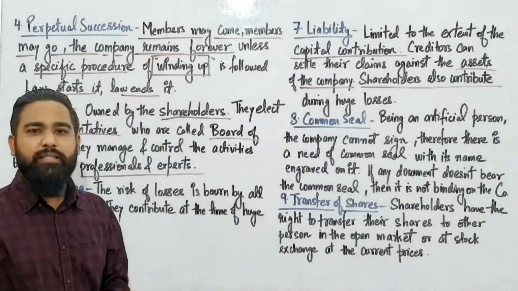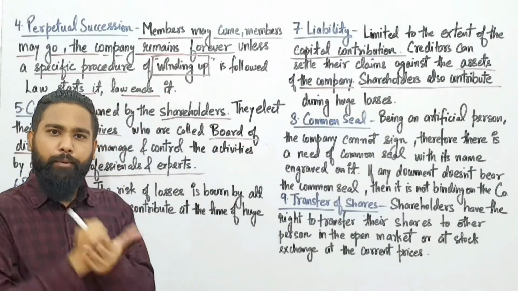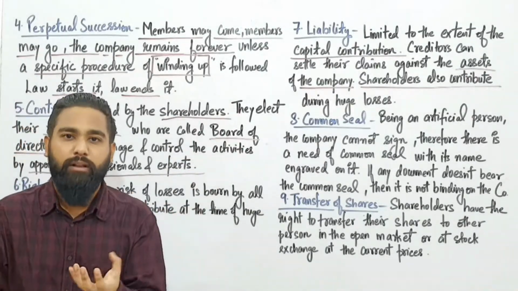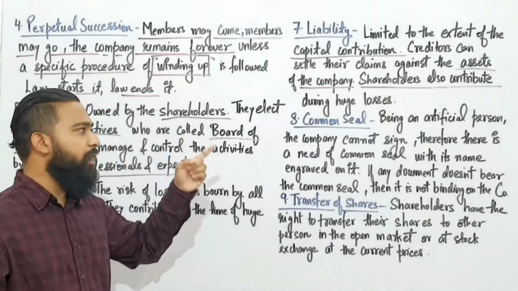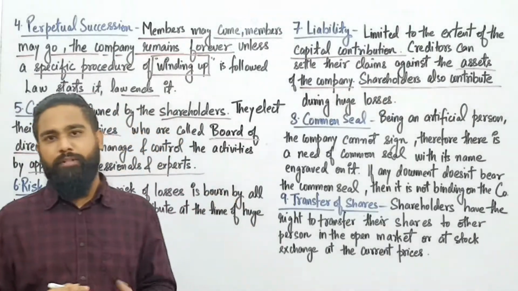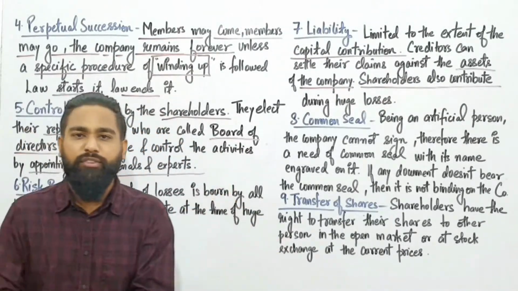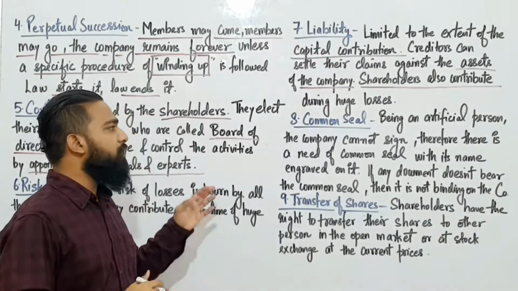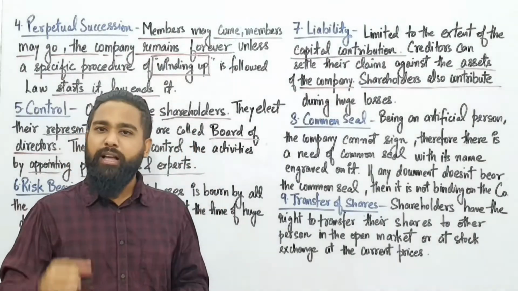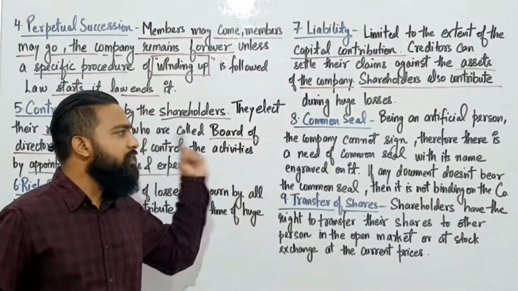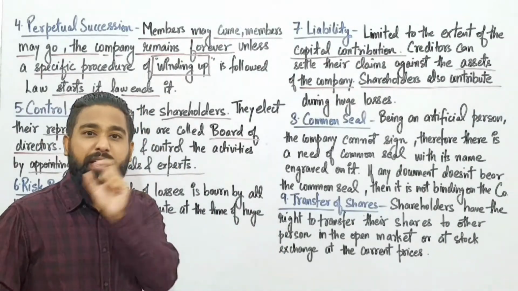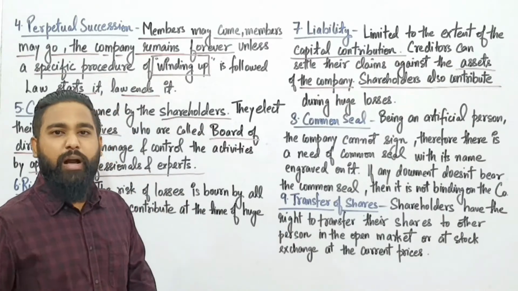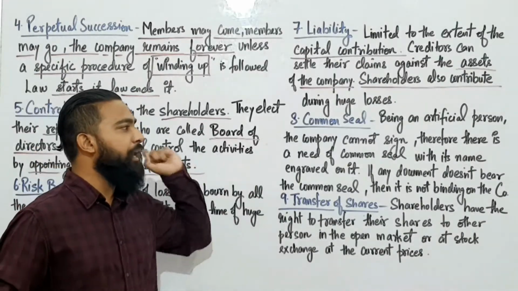Now, the eighth one is the common seal. Common seal means that stamp which can be put on the paper as a signature or as a symbol. Being an artificial person, the company cannot make a signature. Therefore, there is a need of a stamp or a common seal with its name engraved on it. The name of the company must be engraved on it.